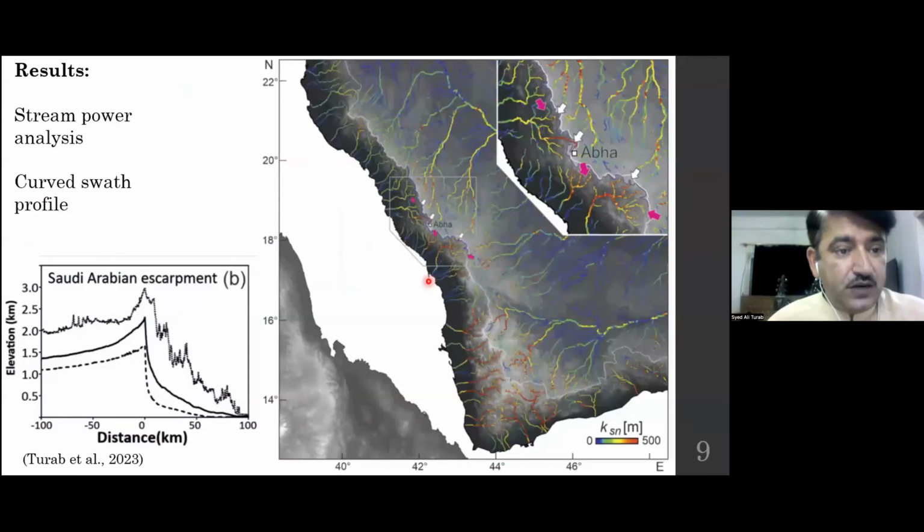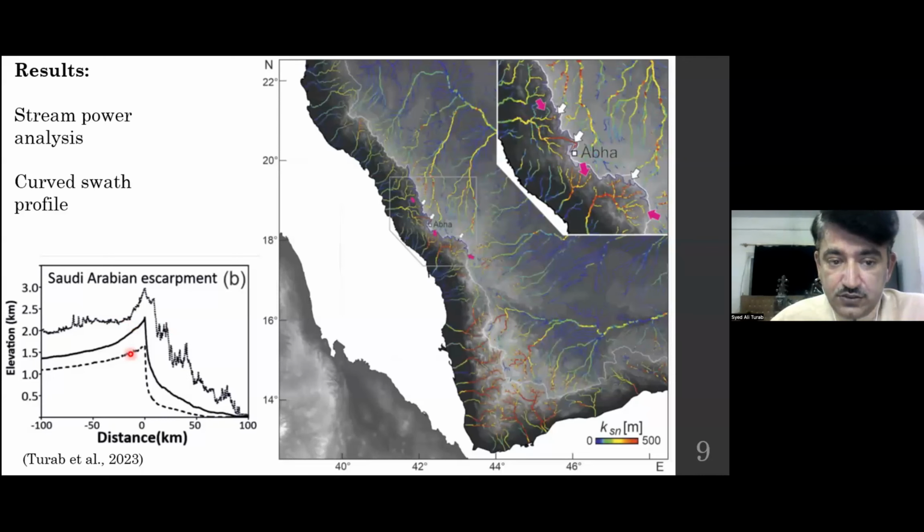Okay, stream power analysis was carried out across the study area. And these streams are color-coded according to the KSN values. The escarpment is shown by blue color and the drainage divide is shown by white color as shown in this inset. The escarpment forms the drainage divide for the majority of its length in the study area, with few exceptions, as you can see in the inset with these white arrows.